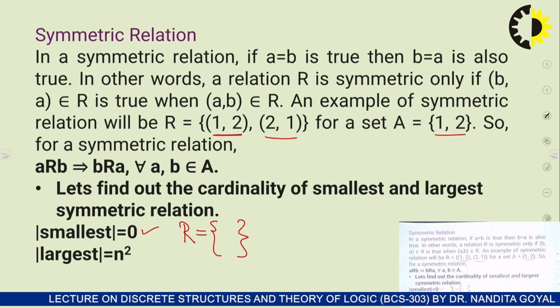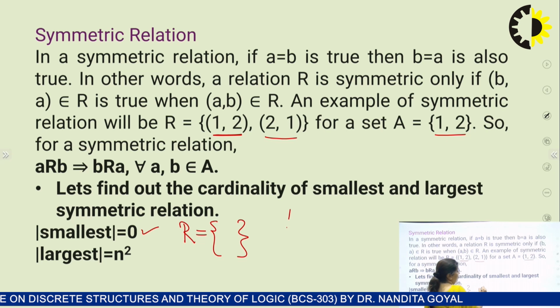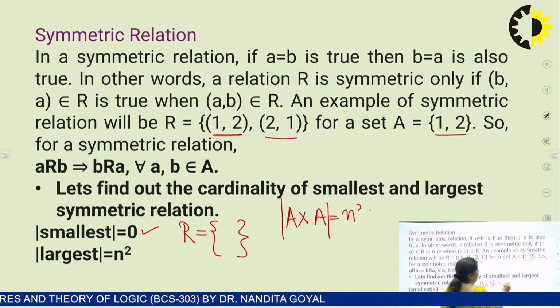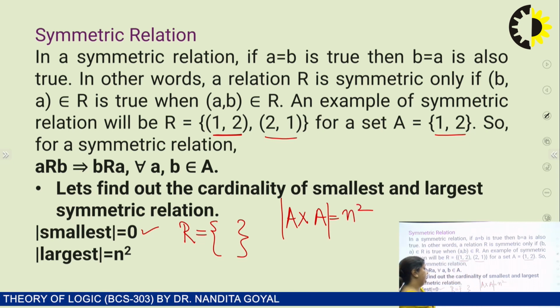And what is going to be the cardinality of the largest symmetric relation? A cross A. My A cross A will contain all the elements, so for every (a, b) pair it will always have the (b, a) pair. So I can say that the cardinality of the largest symmetric relation is going to be n square.